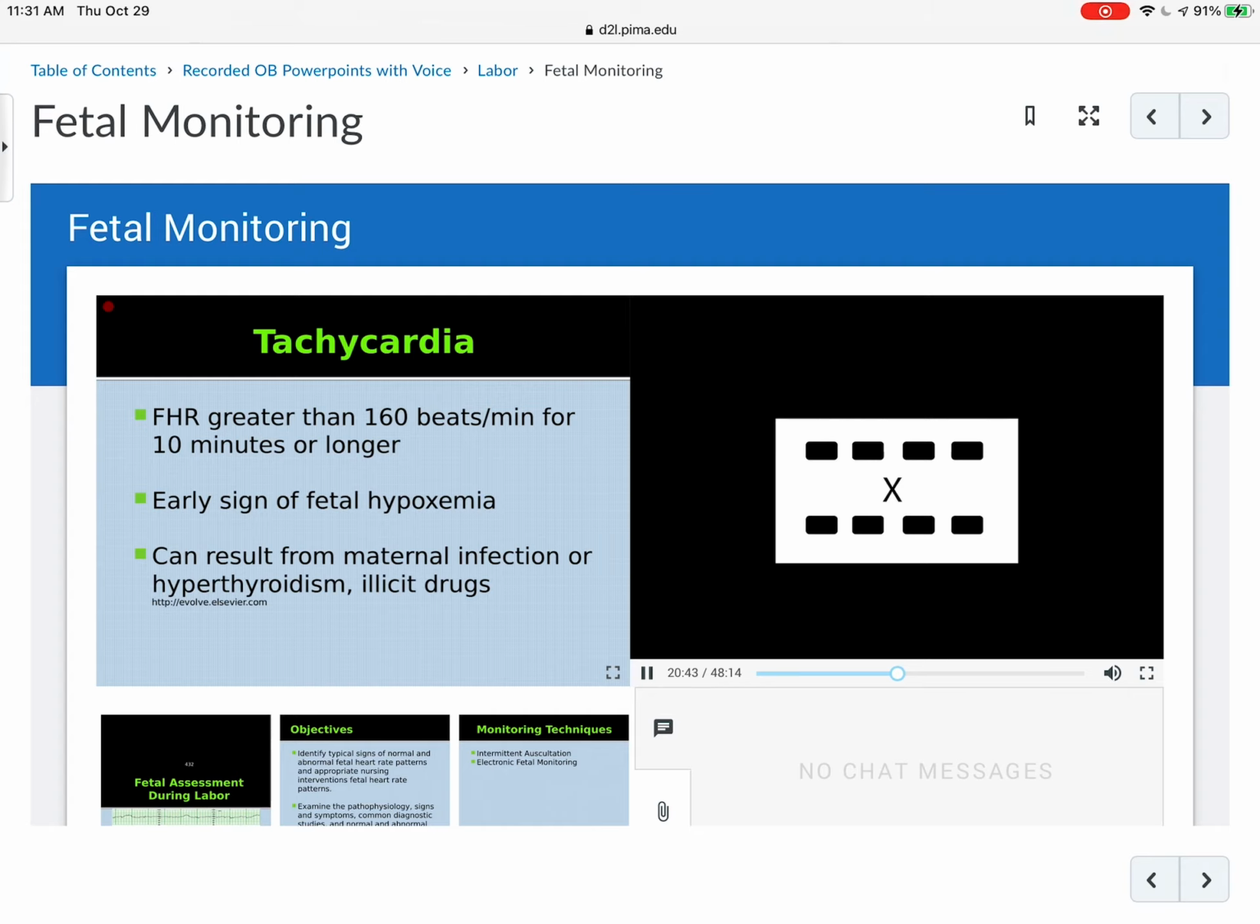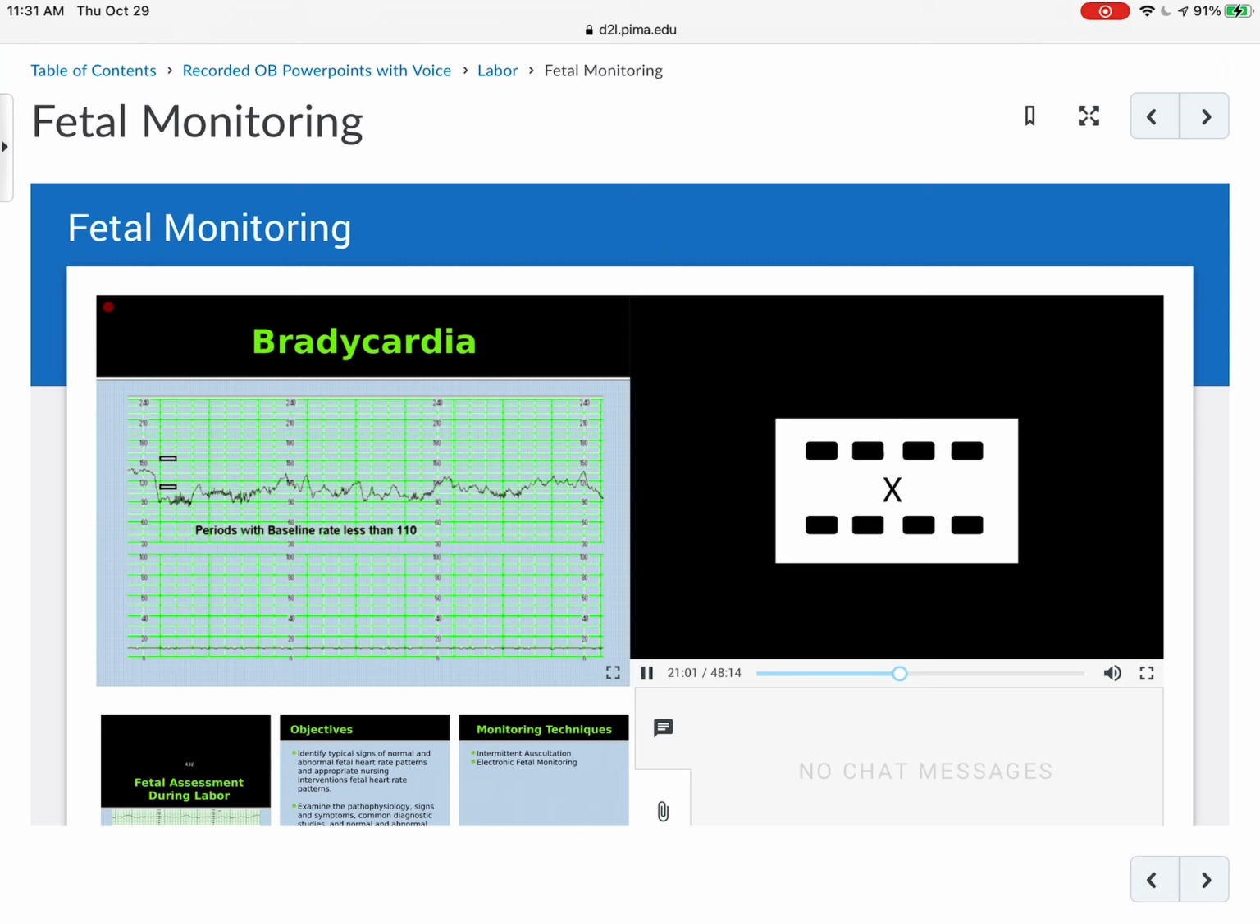So tachycardia is a fetal heart rate greater than 160 for at least 10 minutes. It means that the baby has an early sign of not getting enough oxygen. It can result from a fever or maternal infection, but it also can be caused by hyperthyroidism and, again, some illicit drugs. So we've talked a little bit about a normal baseline of 110 to 160s. We like moderate variability. We know what tachycardia is, and the most common reason that we see in the hospital is either probably from drugs or infection.